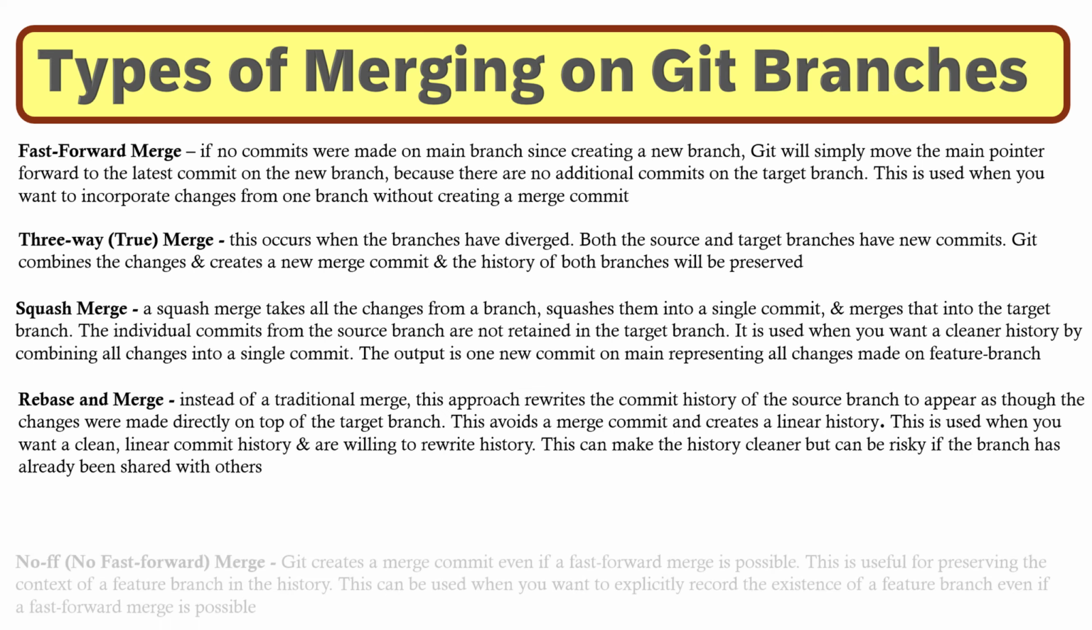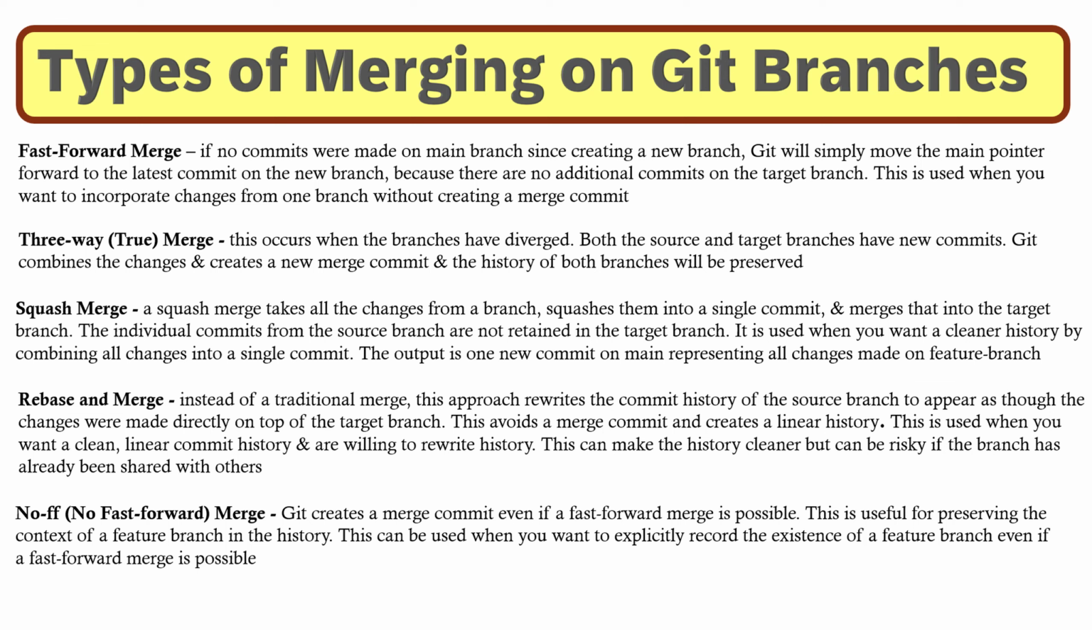Then there's the no fast forward merge, the no fast forward option. With this, Git creates a merge commit even if a fast forward merge is possible. Because with a fast forward merge, don't forget you don't actually create a commit. It just moves the tip header. And this is useful for preserving the context of a feature branch in the history. And you would use this one if you wanted to explicitly record the existence of a feature branch, even if fast forward merge was possible.